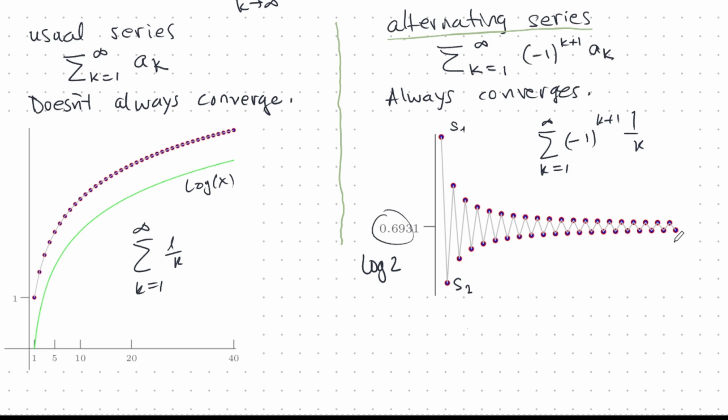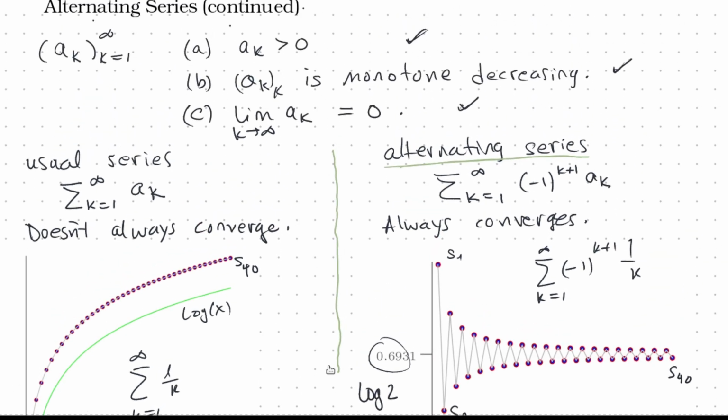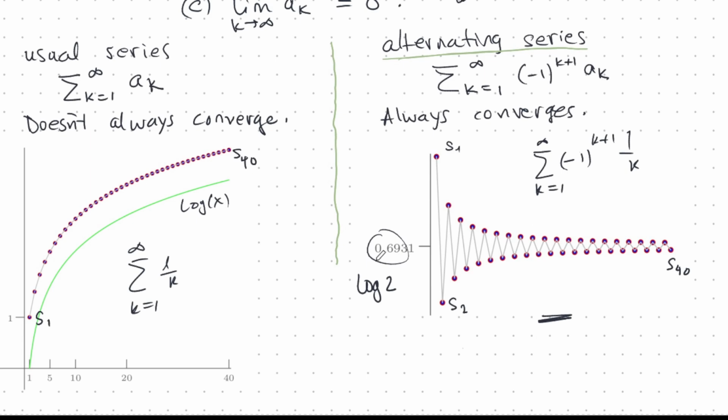So here I have done a total of 40 partial sums, from S1 up to S40, and I plotted them just so you can compare. Now all alternating series will have this kind of behavior as long as the three conditions on the terms are satisfied. It will behave in this beautiful way, jumping up and down around the limit, the sum. That's very beautiful. Okay, so let's prove all this stuff.